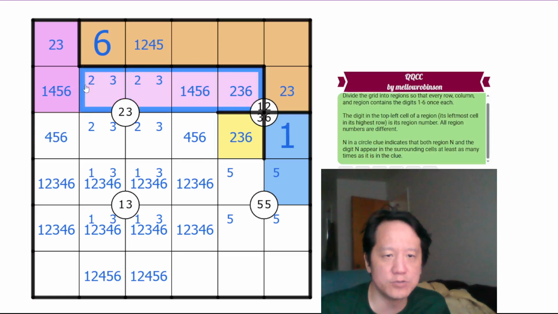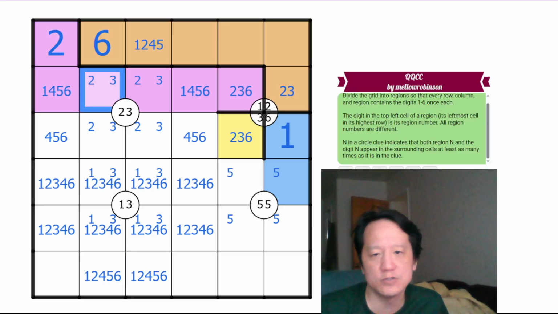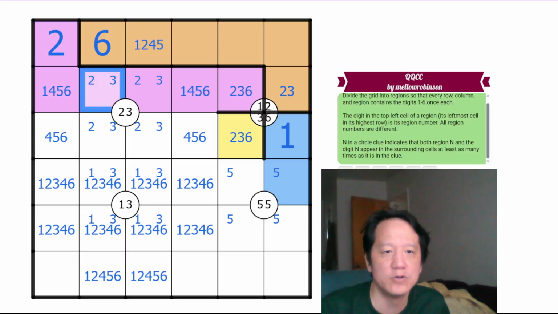This is region 2 or 3. It can't be 3 because 3 has to go around here. So then this must be region 2. So that means 2 no longer is available in the rest of this region.